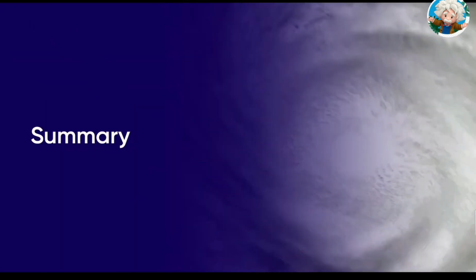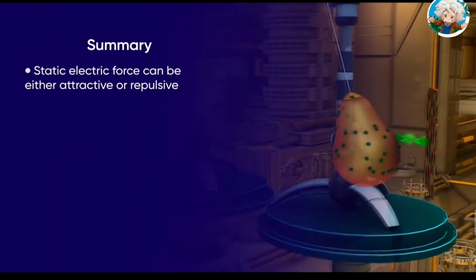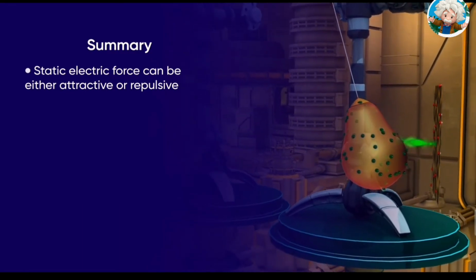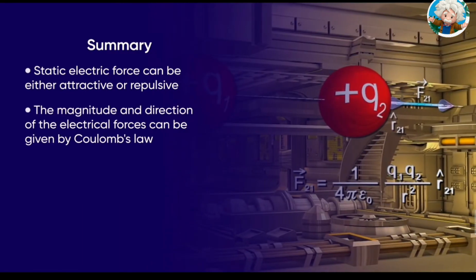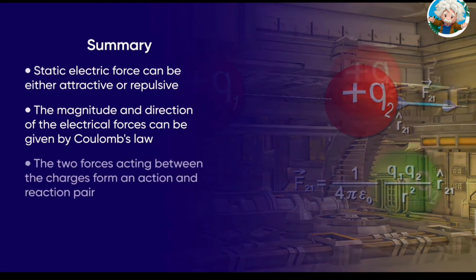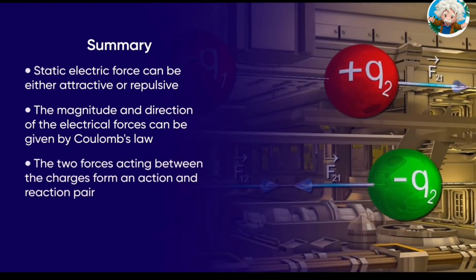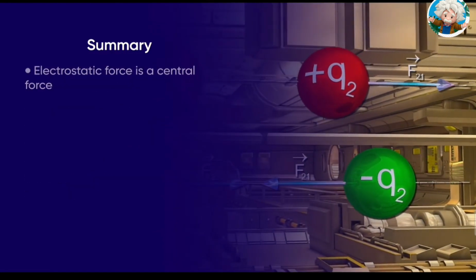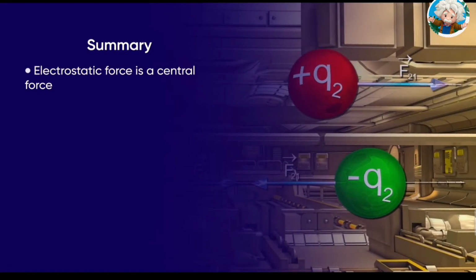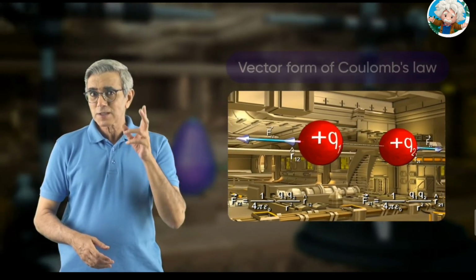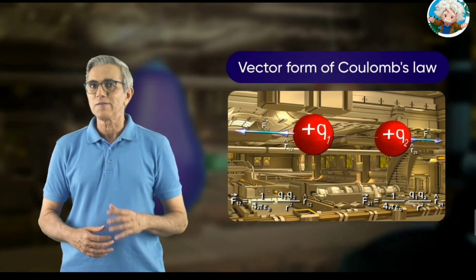To summarize, static electric force can be either attractive or repulsive. The magnitude and direction of the electrical forces can be given by Coulomb's law. Two forces acting between the charges form an action and reaction pair. Electrostatic force is a central force. We talked about the vector form of Coulomb's law in brief.